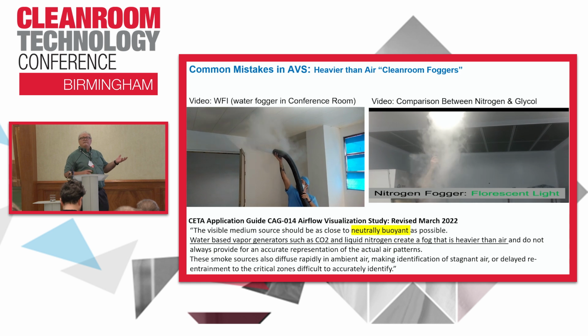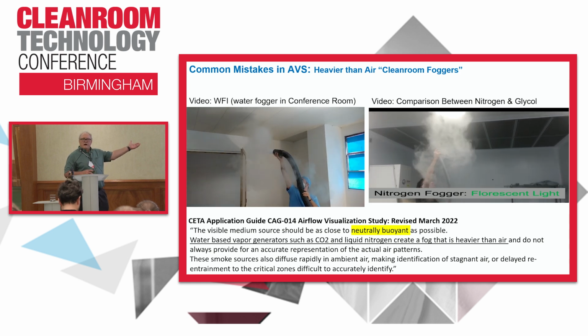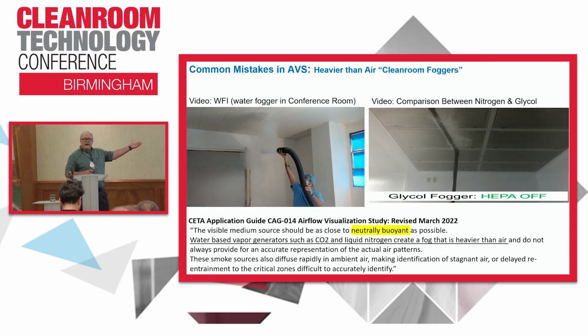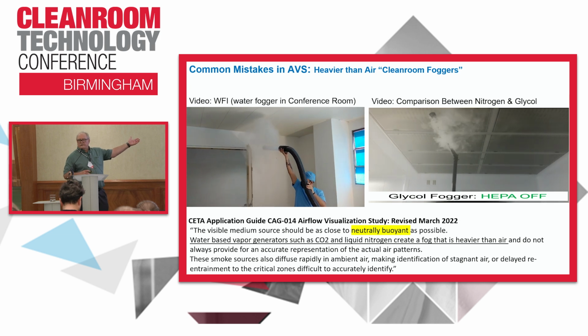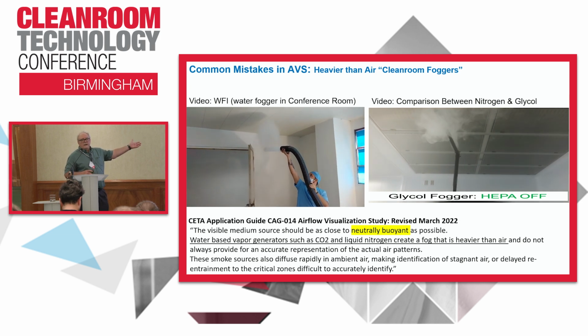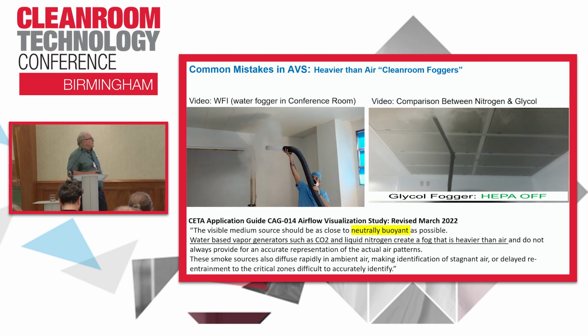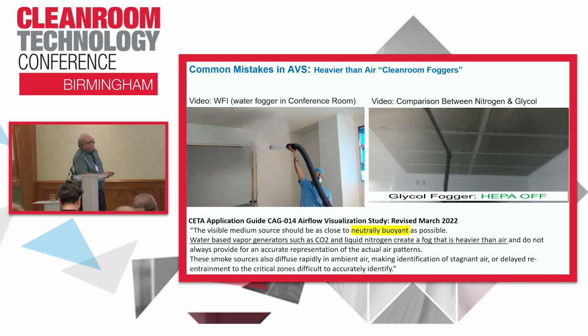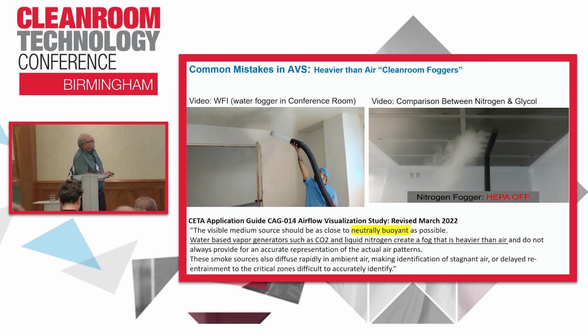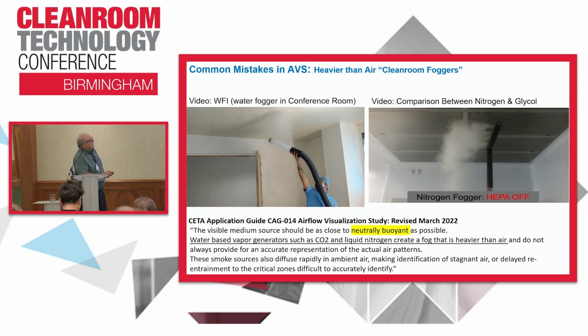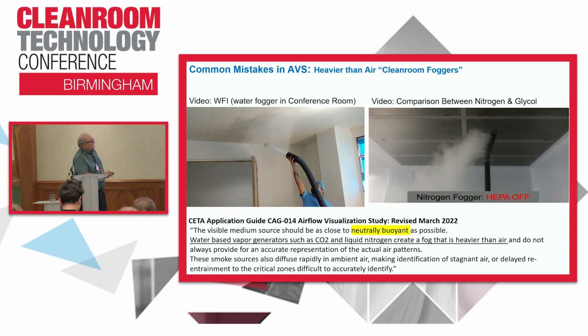How can you possibly test a clean room with a fog that's going to sink on its own? You can't identify dead spaces. It's very difficult to identify upwards movement of air, and very difficult to identify turbulence. On the right, this is a glycol fogger. Now here, we switch to the nitrogen fogger. No HEPA filter action. HEPA filters are off.